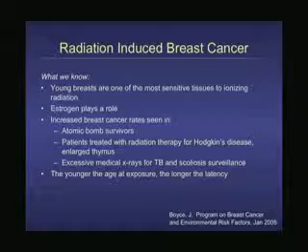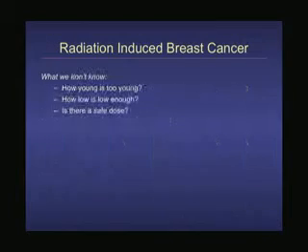We know that there's increased breast cancer rates seen in atomic bomb survivors, patients who have been treated for Hodgkin's disease, and those treated with medical x-rays, excessive medical x-rays for TB and scoliosis in the past. And we know that the younger the age of exposure, the longer the latency, so the longer it's going to take for that breast cancer to actually develop. But we don't know how young is too young, how low is low enough, and is there a safe dose?